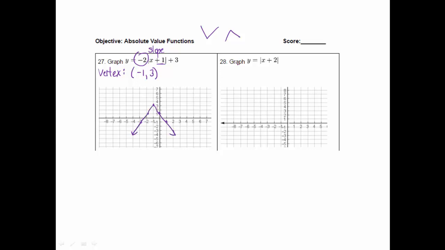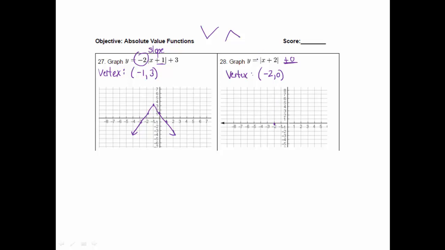Okay, number 28, very similar to this as well. My vertex is going to be the opposite of what's on the inside with the x. So it's going to be negative 2, comma. There's nothing on the outside, which would just mean plus 0. So my vertex is going to be at negative 2, 0. So I'm going to go to the left 2 and then stay put.